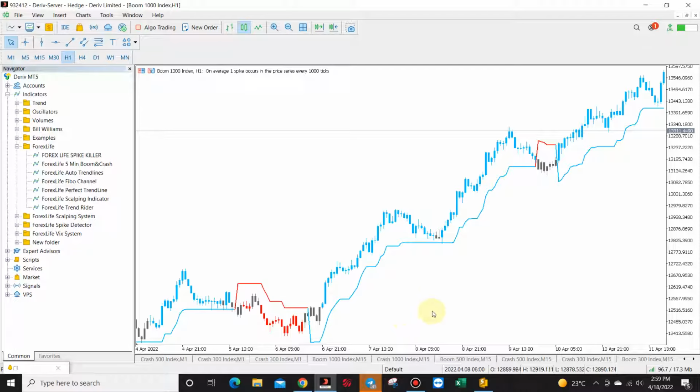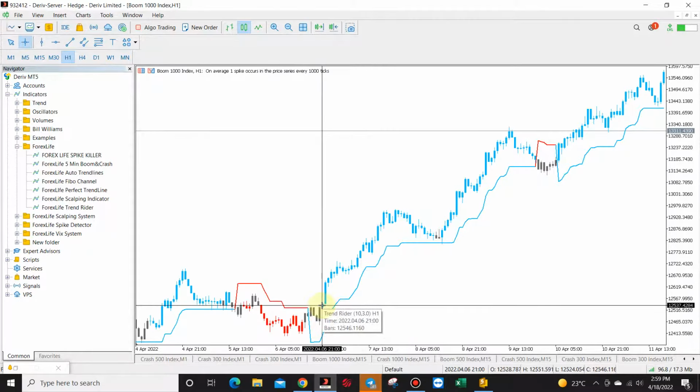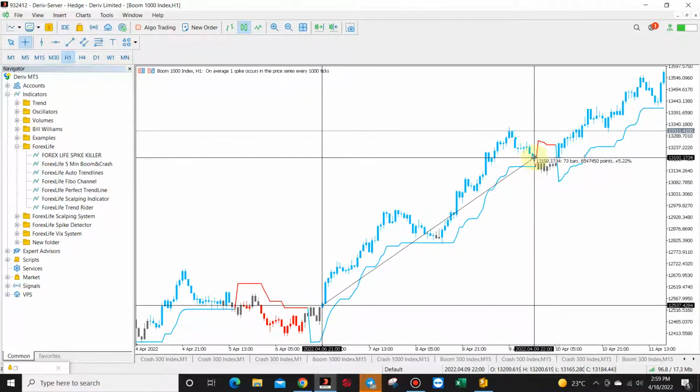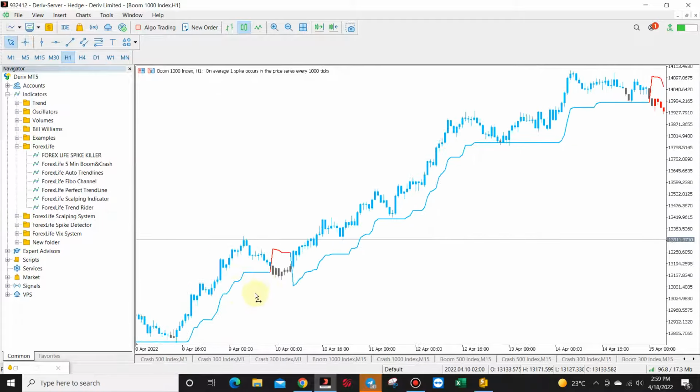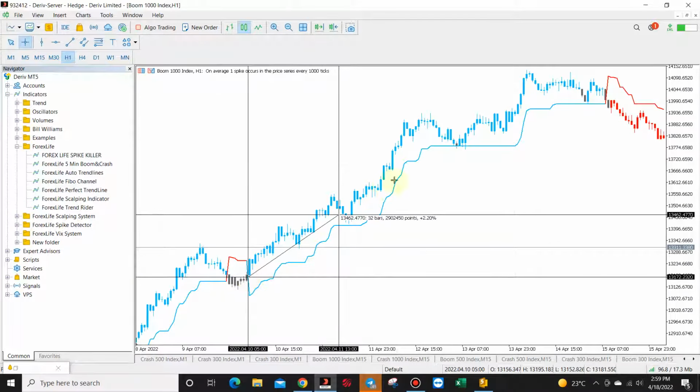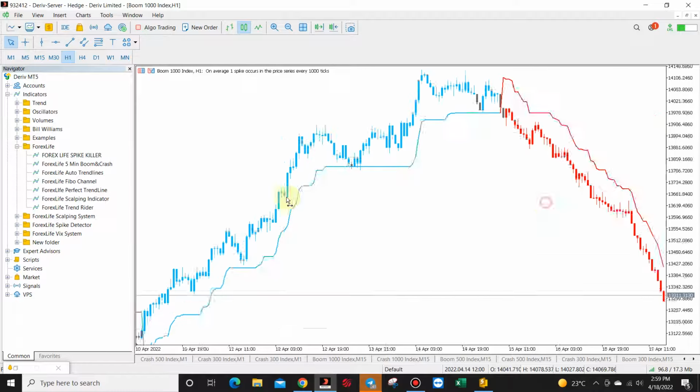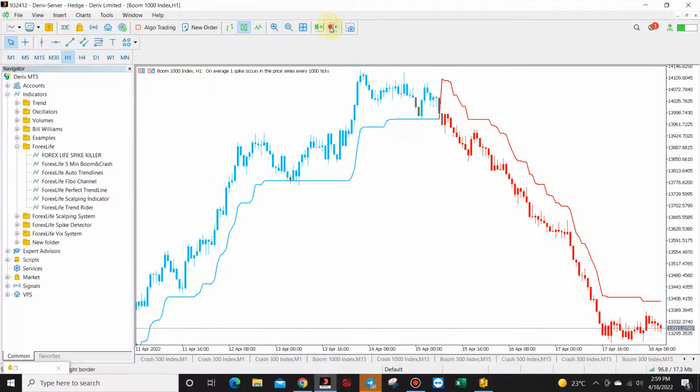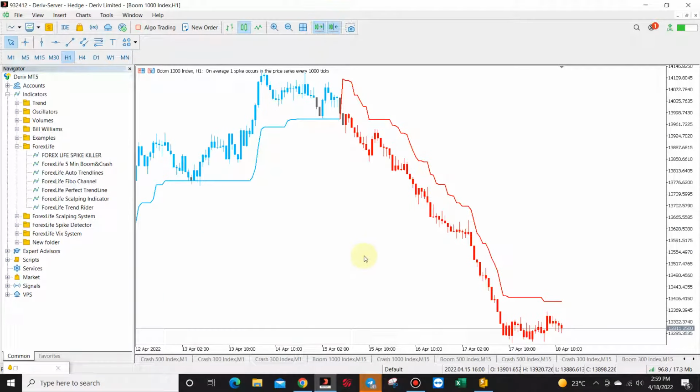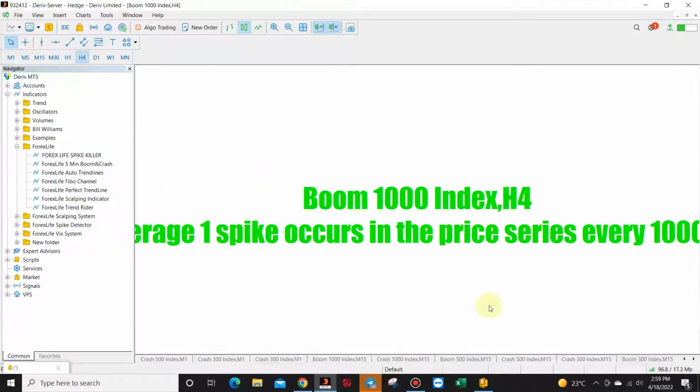This is a nice long buy on the 1 hour time frame. You'd have entered over here and exited over here. And then you would have entered over here and exited over there, and then taken the sell down. So it works great on all of these time frames.